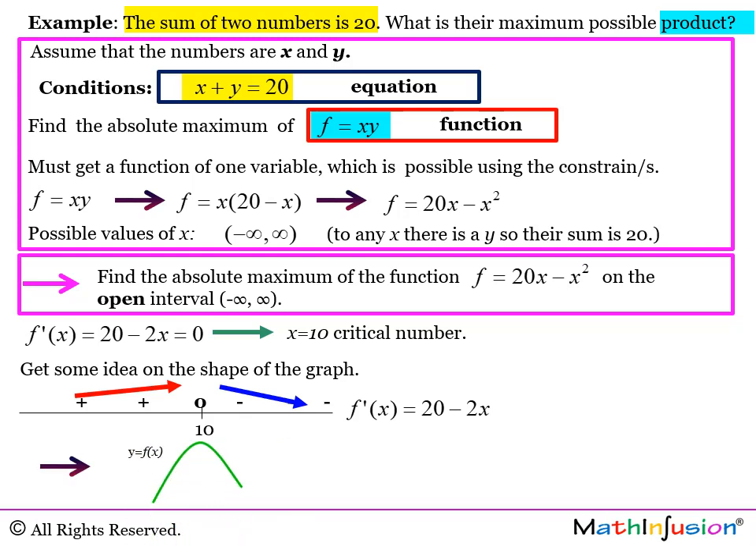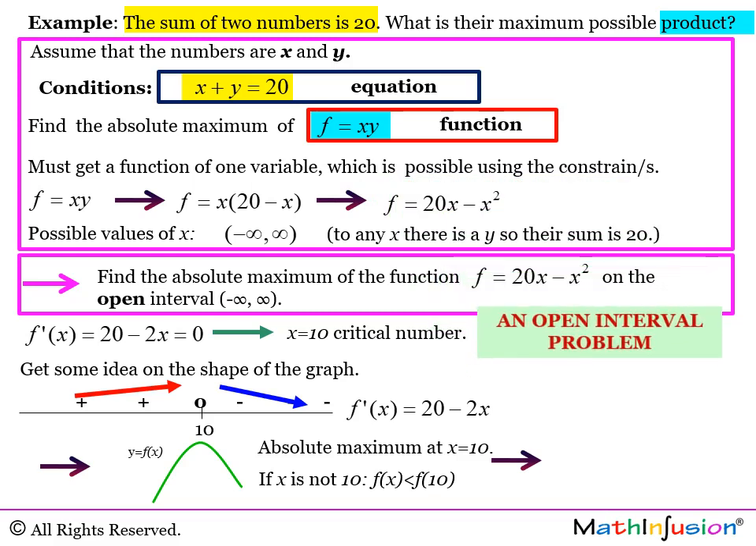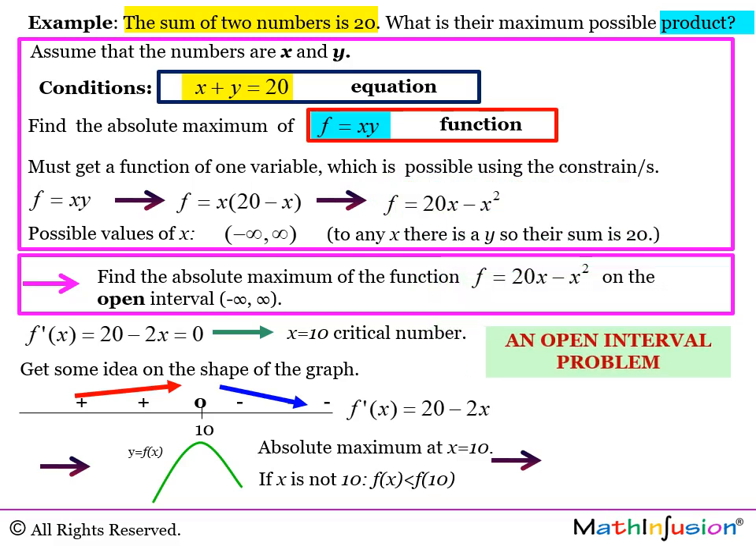So actually, we can find now the shape of the graph. Here is the shape of the graph. And when I look at the shape of the graph, then I realize immediately that the absolute maximum occurs where x equals 10. So if x is not 10, I always get less than f of 10. So now I can definitely conclude that the maximal product is f of 10, which is 100.